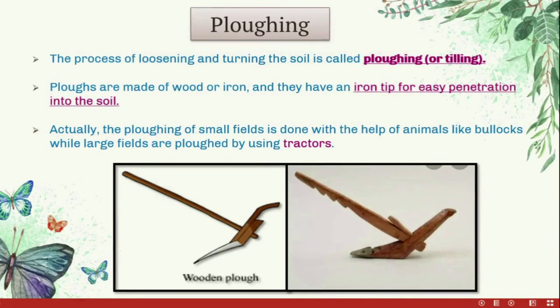Plowing. What is meant by plowing? The process of loosening and turning the soil is called plowing, or else we can say tilling. How can we plow the soil? By using an implement called a plow.